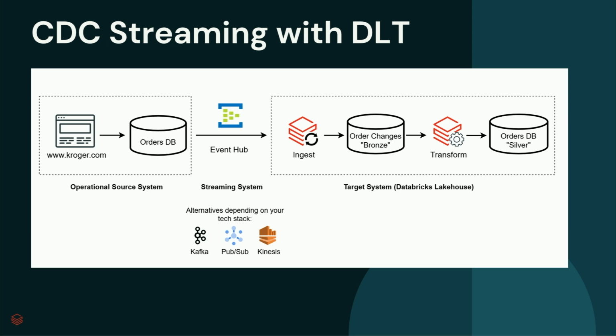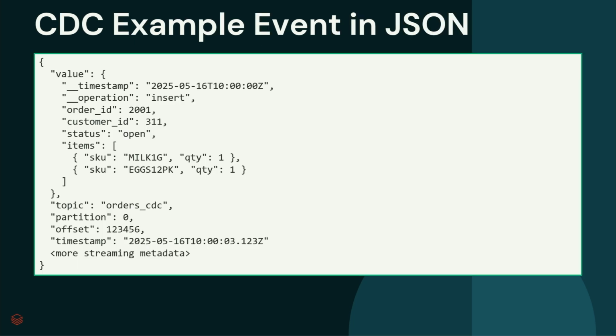And on the right-hand side, I want to take that stream from the streaming system and persist it in my analytical database, so in Databricks in our case. All the way to the right, you have the orders database in Databricks that represents a replica of what I have in the operational database. And on the way there, I have a bronze table that captures all the changes. I'll go into this in more detail on the next slides.